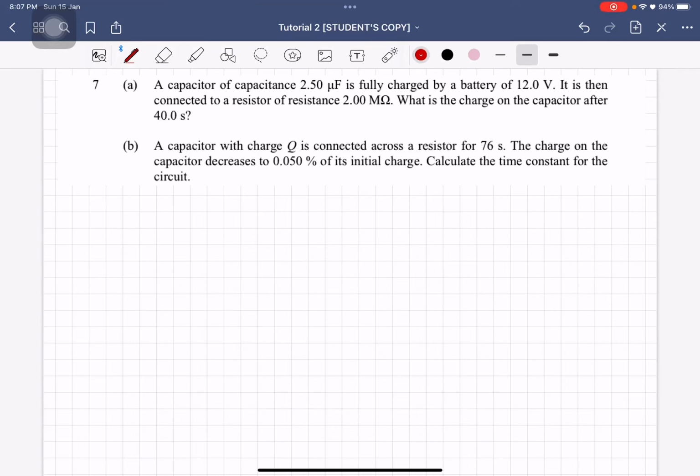For question number 7, we have a capacitor of capacitance 2.5 microfarad, and then it is fully charged by a battery of 12 volt. It is then connected to a resistor of resistance 2 mega ohm. So what is the charge on the capacitor after 40 seconds?